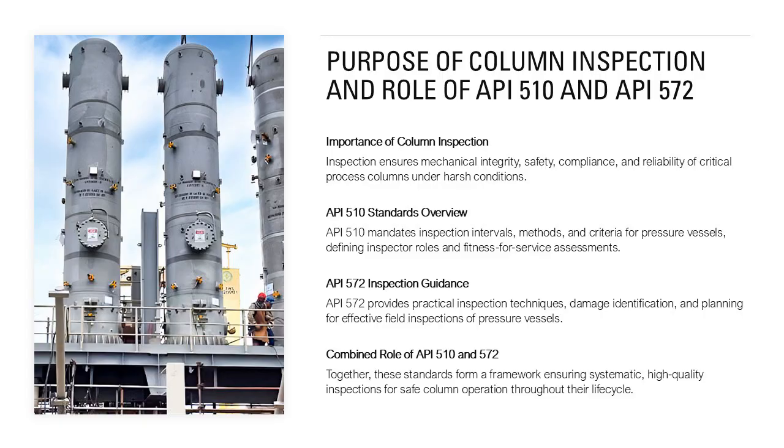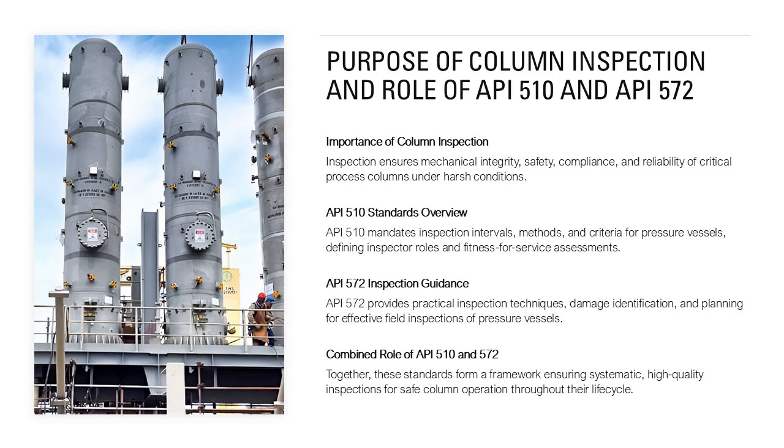Process columns such as distillation, absorption, and stripping columns are critical pressure vessels in the refining, petrochemical, and chemical industries. Their continuous operation under pressure, temperature, and corrosive process conditions makes them susceptible to a wide range of degradation mechanisms over time. The primary purpose of column inspection is to ensure mechanical integrity, safe operation, regulatory compliance, and long-term reliability of these assets. Effective inspection helps prevent loss of containment, unplanned shutdowns, environmental incidents, and safety hazards to personnel.